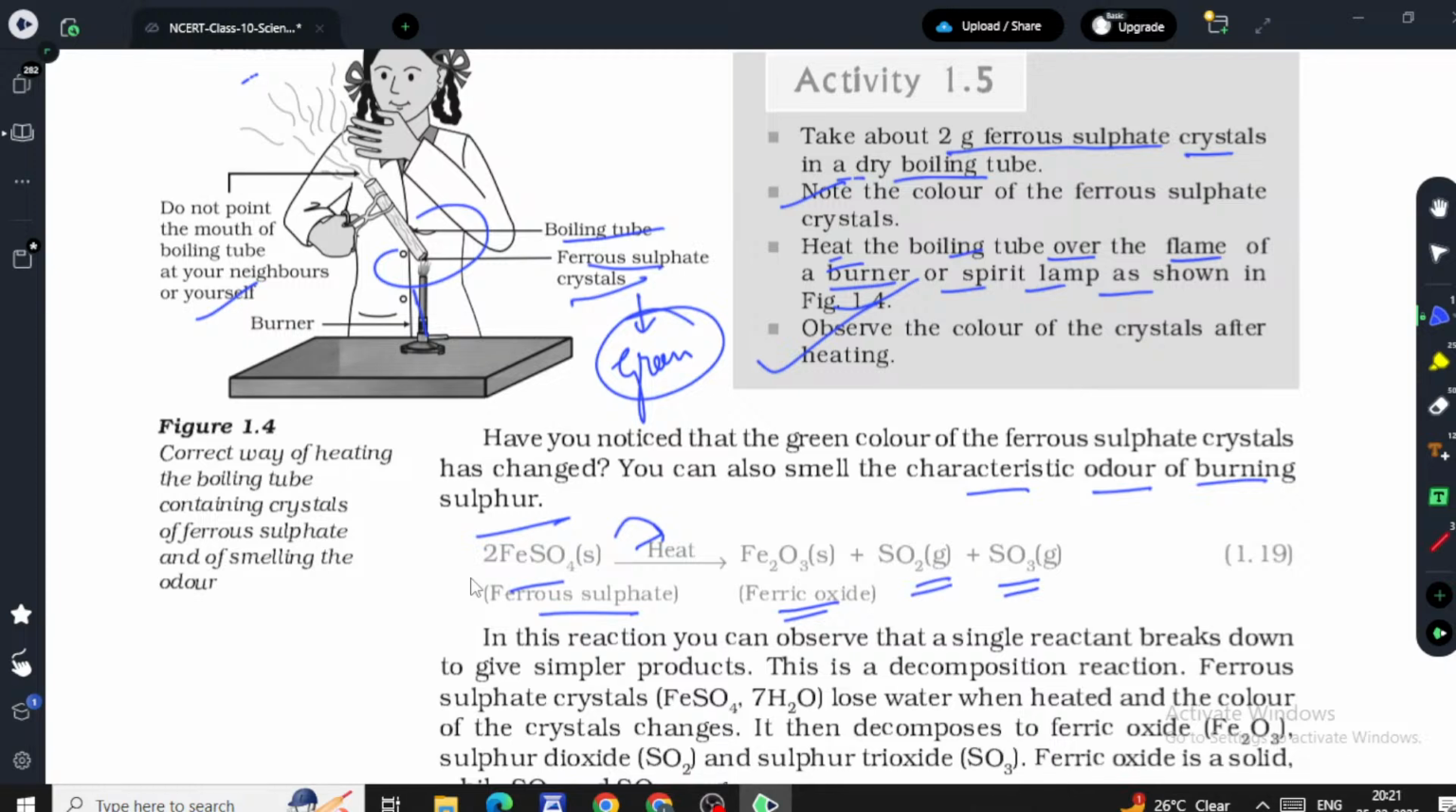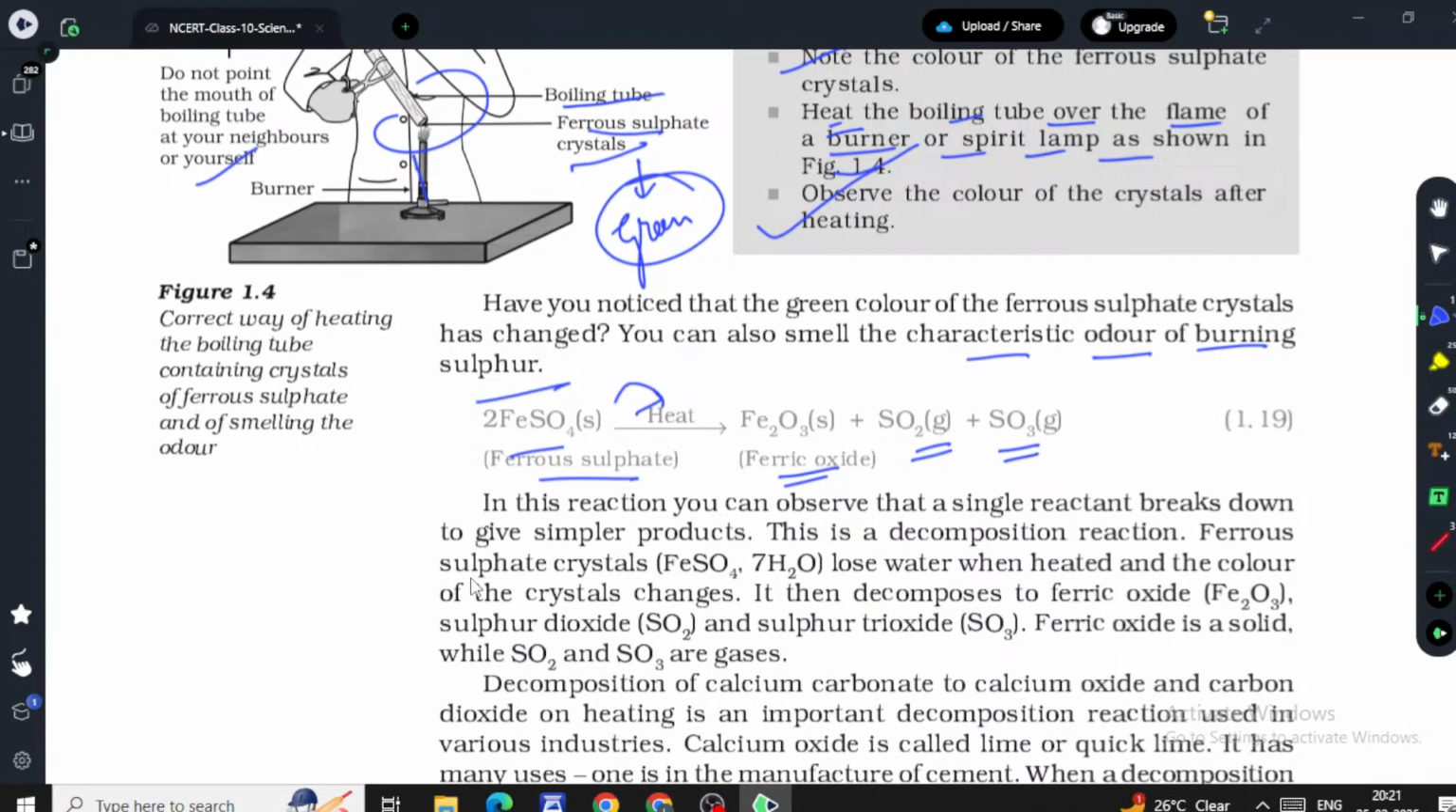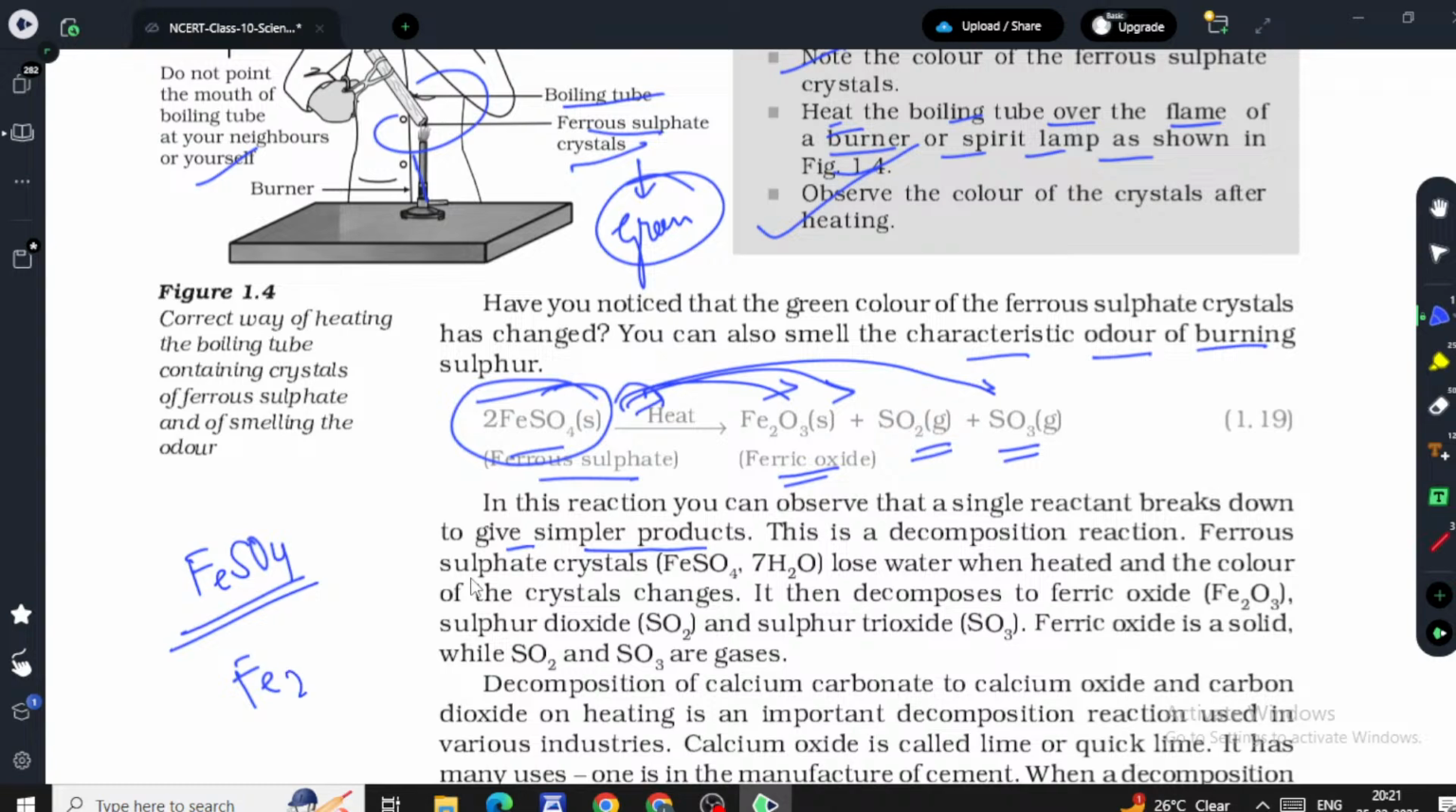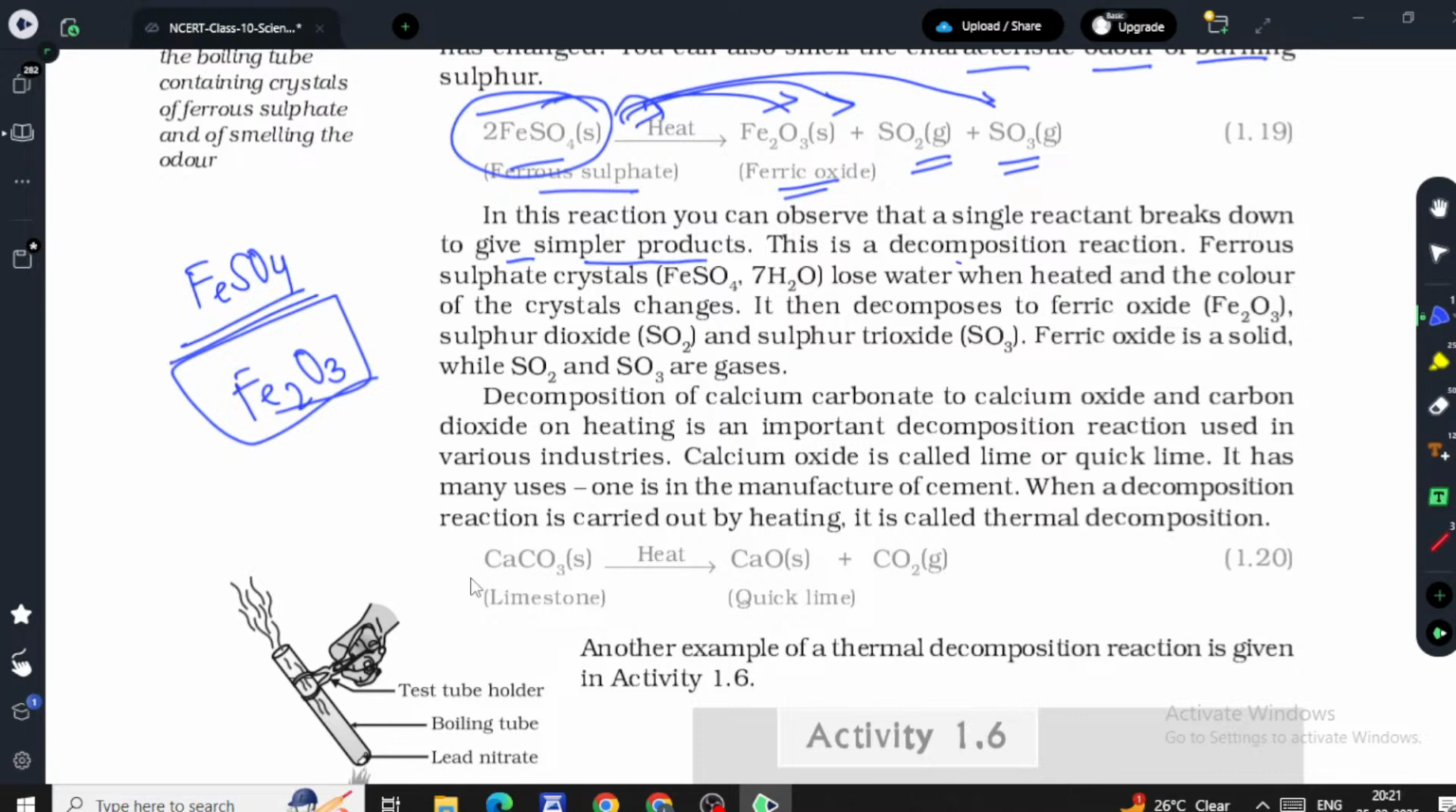In this reaction equation, you can observe that a single reactant breaks down to give simpler products. Here is a single reactant, but it breaks into three other products. So this is called decomposition. Earlier we talked about the combination reaction, and this is the decomposition reaction. FeSO4 is ferrous sulfate and Fe2O3 is ferric oxide. This is the decomposition reaction.